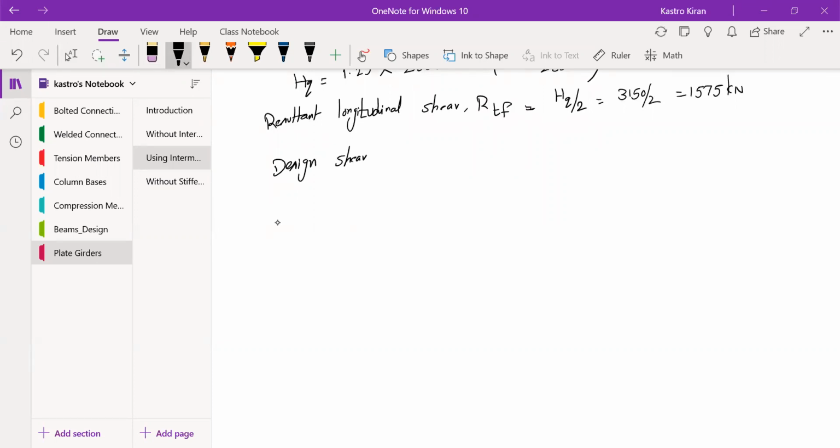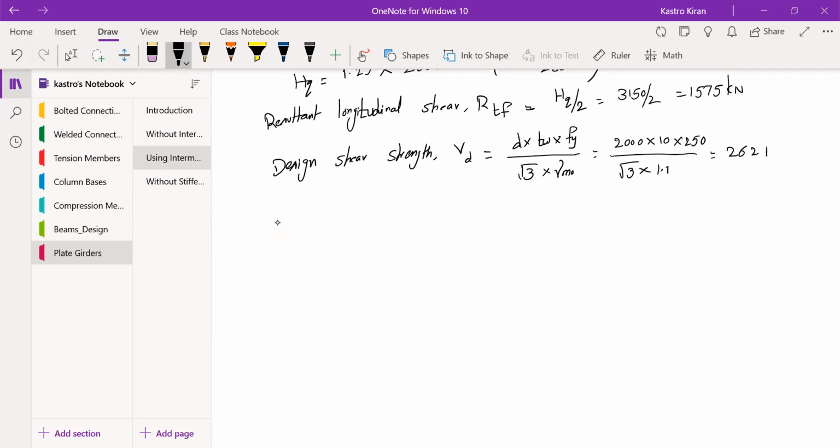Design shear strength, which is denoted with VD, equals the area of the web, that is depth into thickness of the web, into Fy divided by √3 into gamma m naught. The depth of the web is 2000 and the thickness of the web is 10, into 250 upon √3 into gamma m naught, taken as 1.1, which is the partial safety factor of material, which gives 2624.32 kilonewtons.